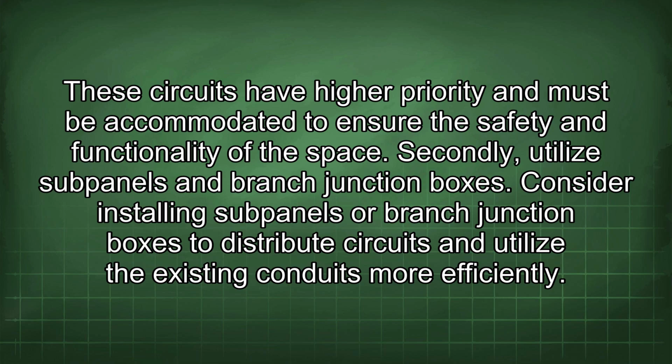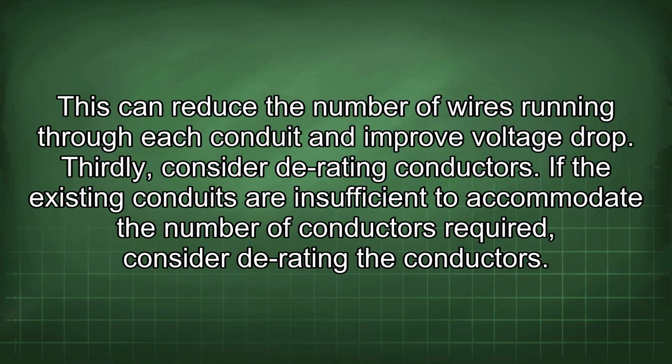Secondly, utilize subpanels and branch junction boxes. Consider installing subpanels or branch junction boxes to distribute circuits and utilize the existing conduits more efficiently. This can reduce the number of wires running through each conduit and improve voltage drop.